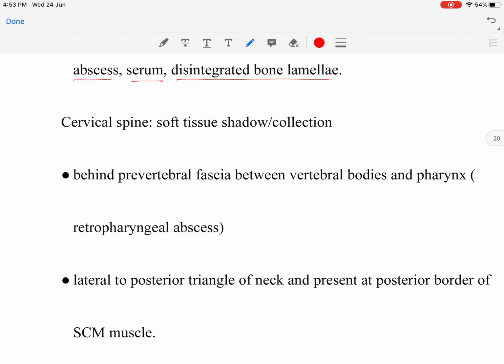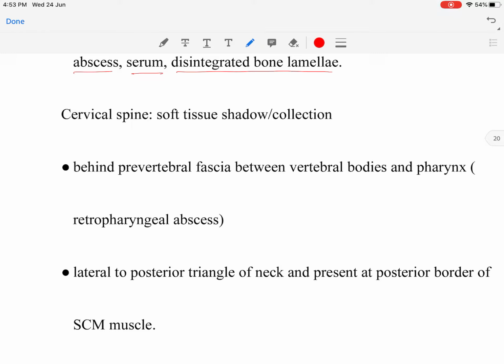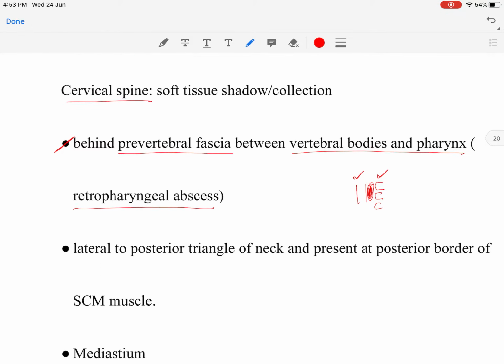Talking about the location of the abscess, how they present in the cervical spine first. Now in the cervical spine they can present either behind the prevertebral fascia between the vertebral body and the pharynx, which is the retropharyngeal abscess. So anteriorly we have the pharynx and posteriorly we have the vertebral body. So it appears between them, which is in the prevertebral and retropharyngeal region.